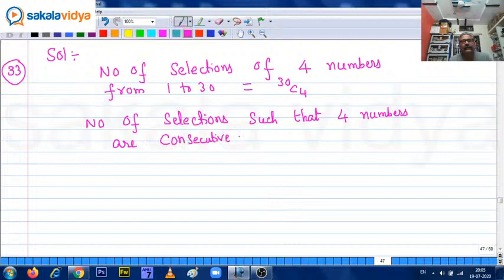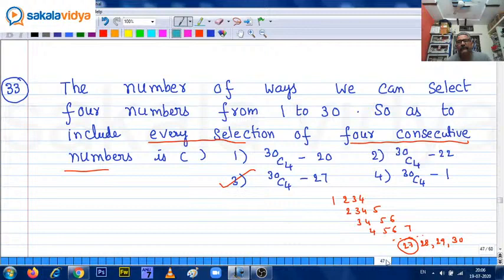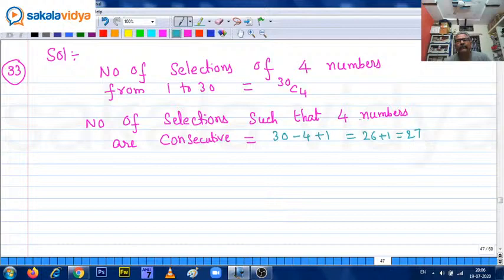For that one, I will give the logic. What is the logic? Here 30, you need to subtract 4, add 1. That is 26 plus 1, 27. Even by writing also we can say 27. Out of 30C4, 27 will be selections where the four numbers are consecutive. Understood now? That's why, sorry, the 27 are the consecutive ones. So that means actually here we take this minus this. Required number of ways is equal to 30C4 − 27. So this is the answer.